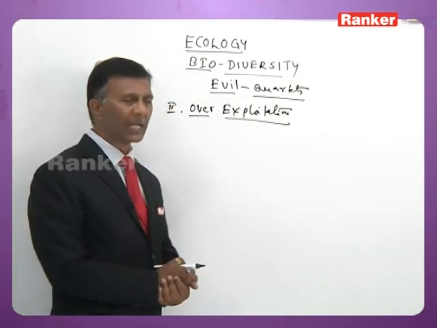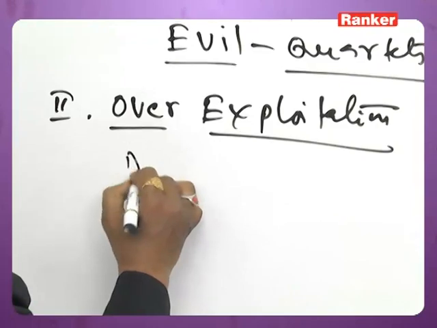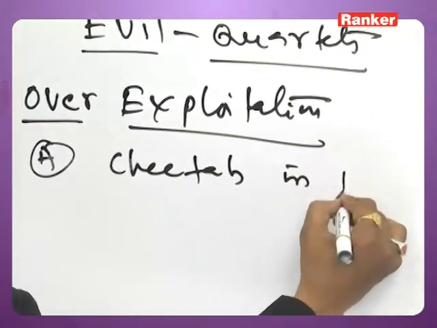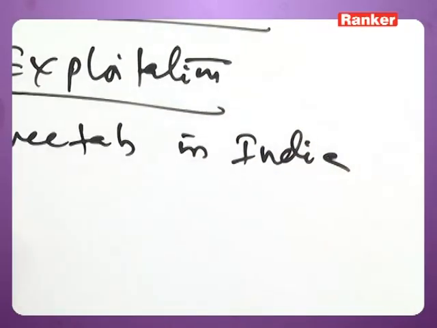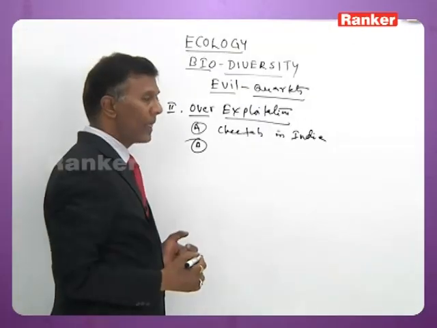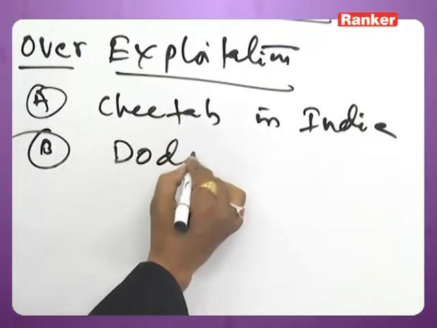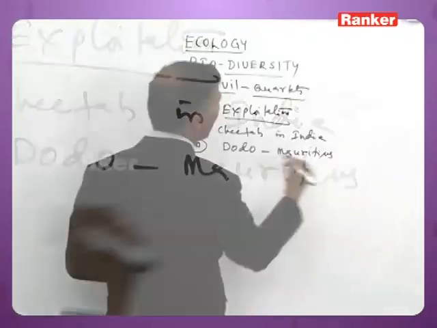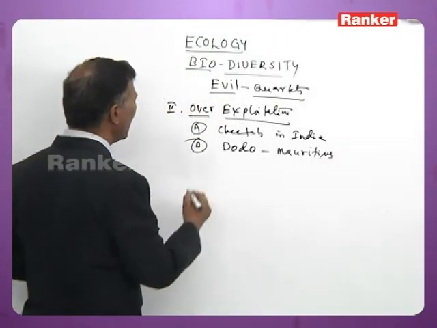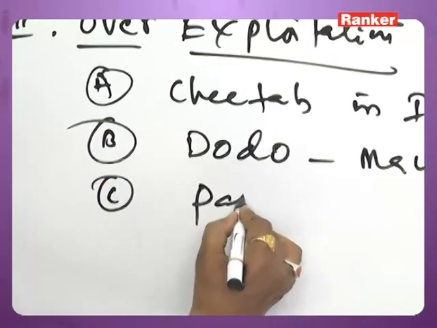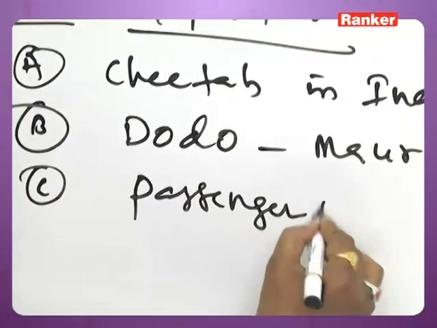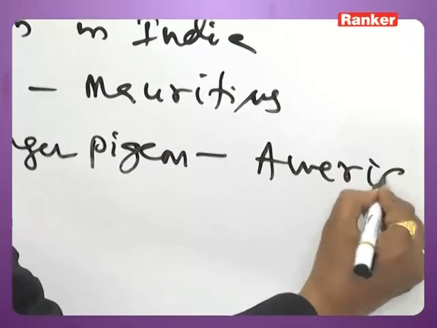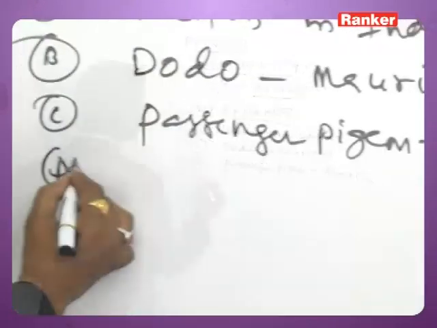I would give some important examples for this. Cheetah in India has become extinct because of indiscriminate killing. Then dodo in Mauritius has become extinct once again because of indiscriminate killing. Then passenger pigeon in America has become extinct because of overexploitation.